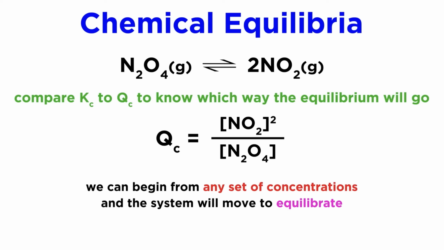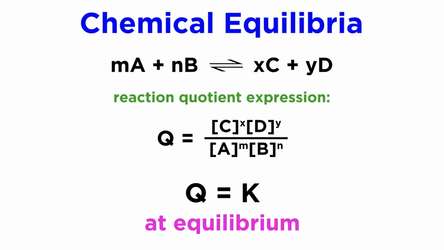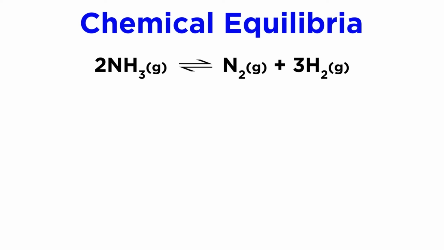We should also note that a reaction can begin from reactants, products, or from a combination of both. No matter what the circumstance, the system will move so as to attain equilibrium. Now we will have to be able to perform calculations regarding equilibrium concentrations and the equilibrium constant, or reaction quotient. Let's use the decomposition of ammonia as an example to see how this works.